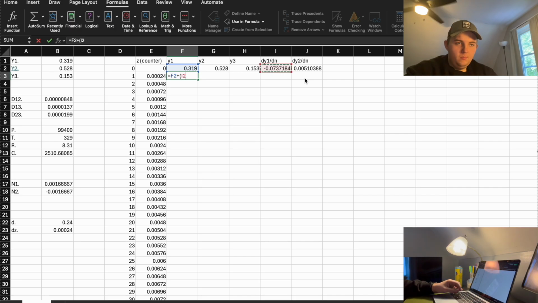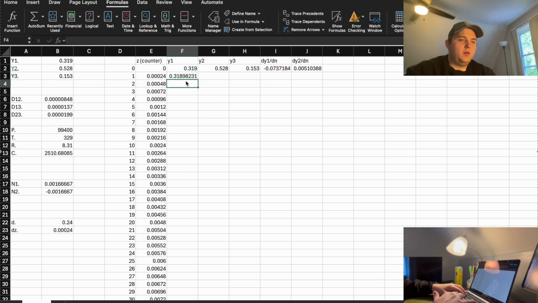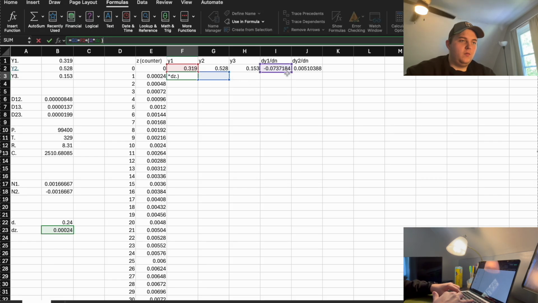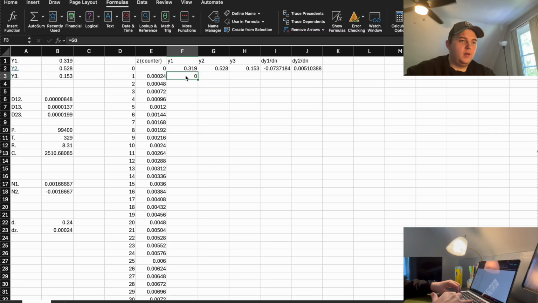And that's going to be multiplied by our dz value down here. So that's how we get our next one, and I don't know if that's correct or not. And then our y2 is going to be the same exact thing here, but instead of... what? Okay, wait. What is going on? Okay. I'm just going to retype it because I don't know what's going on right now.